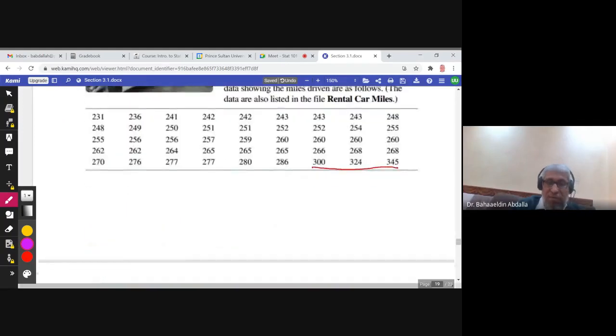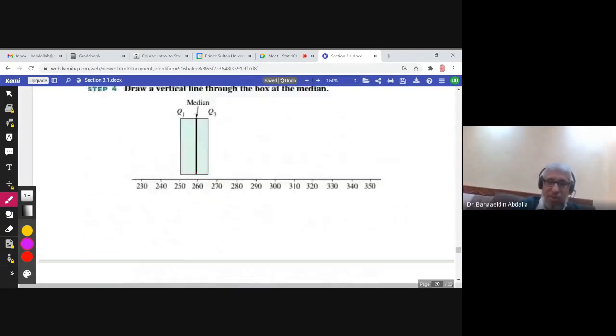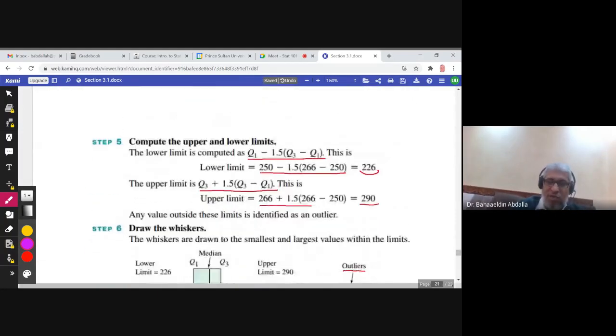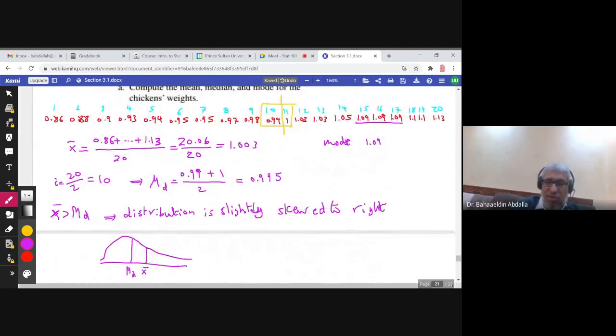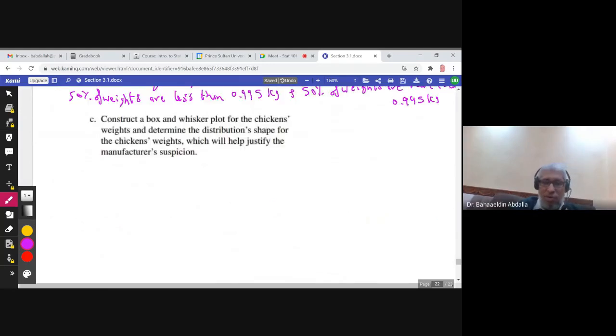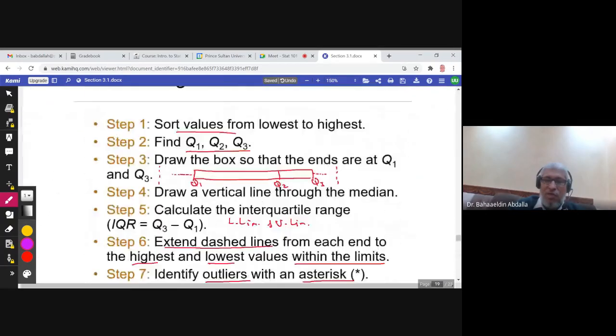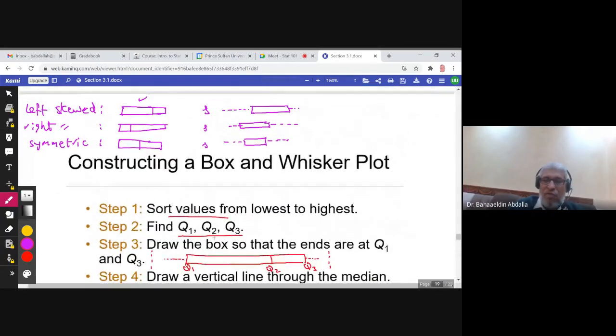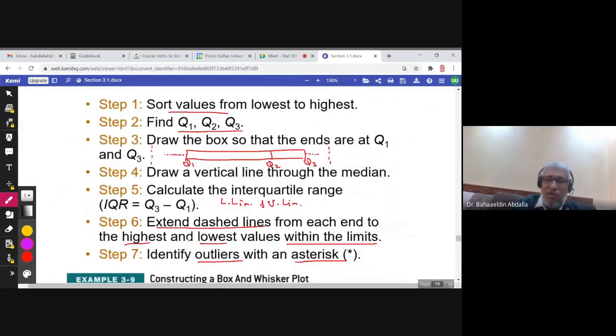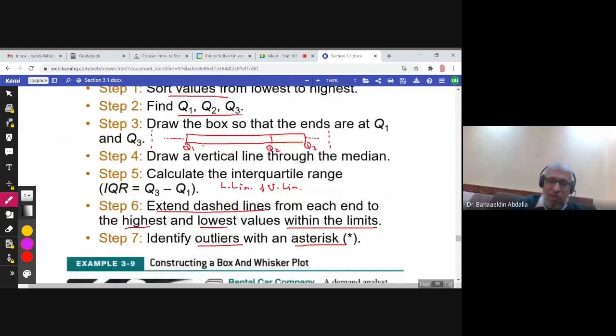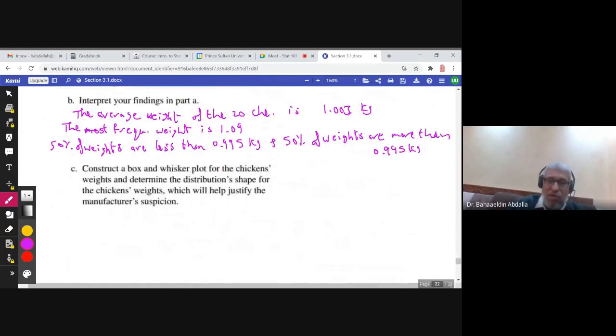After you construct the box plot, you can talk also about the shape of the distribution. So we learned two methods now to talk about the shape of the distribution: one by comparing the mean and the median, and one from the box plot. After sorting the data, we need to find Q1, Q2, and Q3, and then we draw the box. Okay. So let us find Q1, Q2, and Q3.